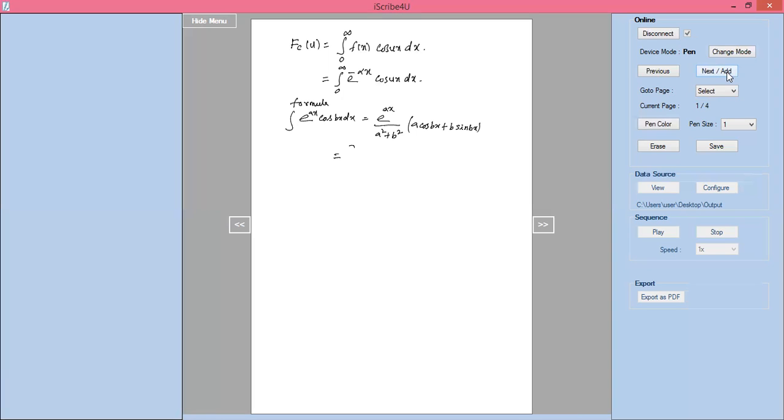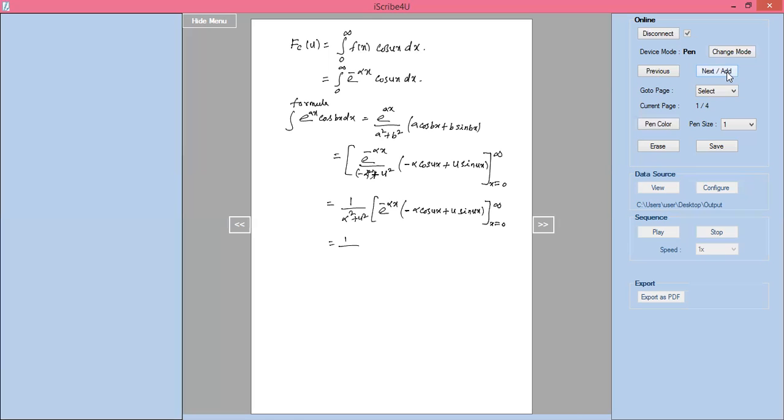Now I'll write e power minus alpha x divided by minus alpha square plus u square, into a cos ux plus b sin ux. A is minus alpha into cos ux plus b is u into sin ux. The limit is x equal to 0 to infinity. Now I'll write 1 divided by alpha square plus u square into e power minus alpha x, into minus alpha cos ux plus u sin ux, with x equal to 0 to infinity.